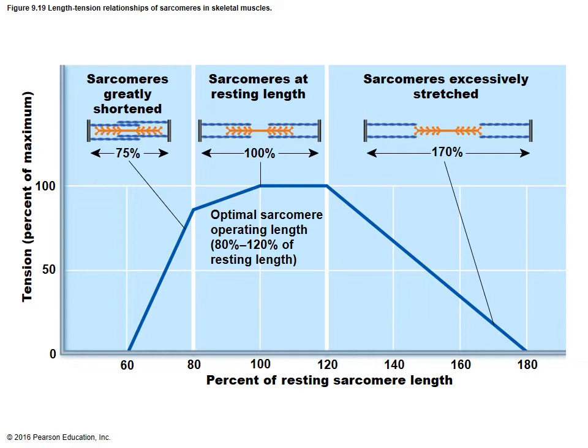The other extreme would be located towards the right-hand side, where we see that the sarcomere is excessively stretched at rest. This is the one indicated by 170%, so it's a lot longer than it normally will be. In this scenario, what we see happening is that there is barely any overlap between the thick and the thin filament, which means that they will have a difficult time making that initial cross bridge.